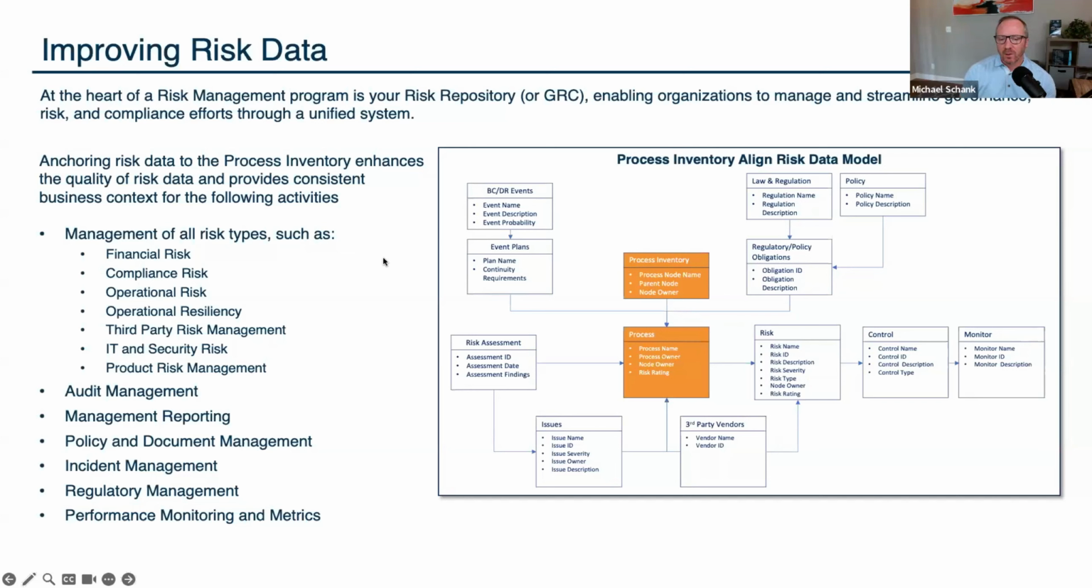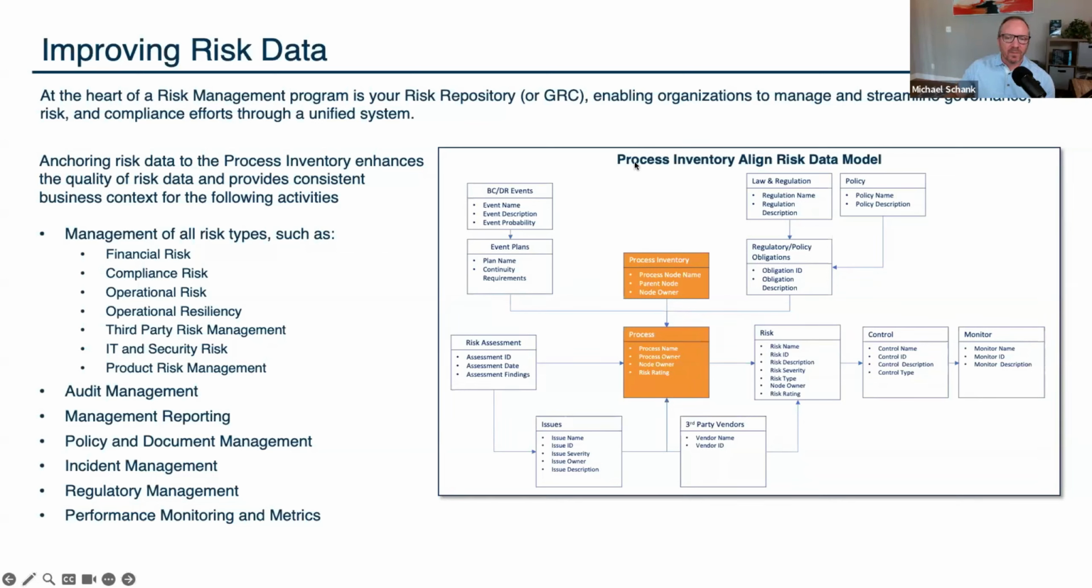So you could see processes directly tied to risk, then tied to controls and how you monitor it. It's a way to map the laws, policies to the regulatory obligations, and then what processes are responsible for it. It's a way to map third-party vendors and how they integrate with the processes in the organization, issues, and then risk assessments and events from a business continuity, operational resiliency perspective. It really gives you that solid business context foundation to make sure that everything is clear, everything is traceable, and that you have high quality risk data.